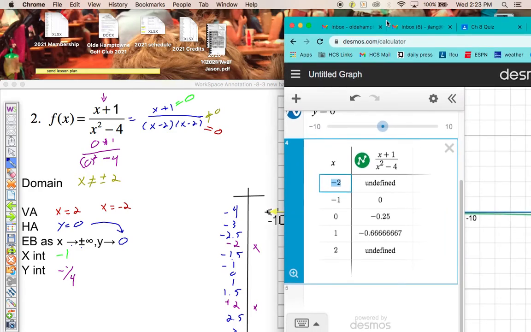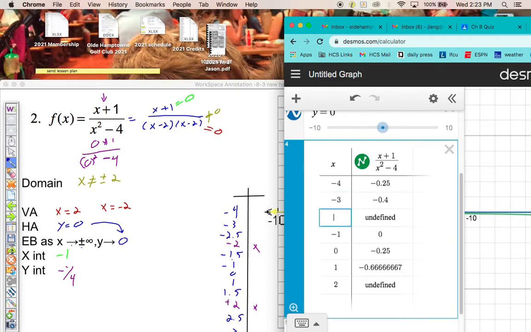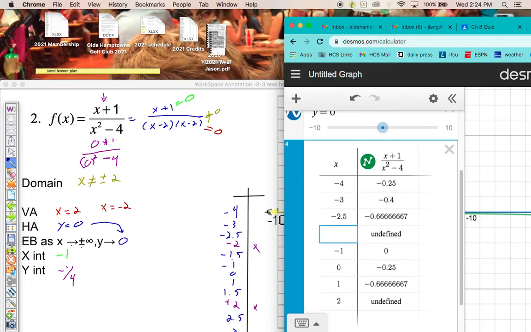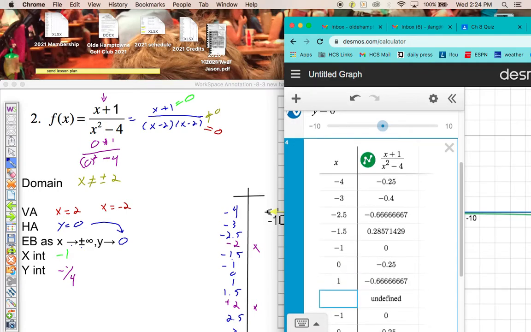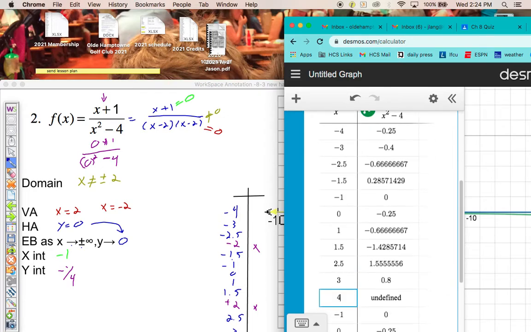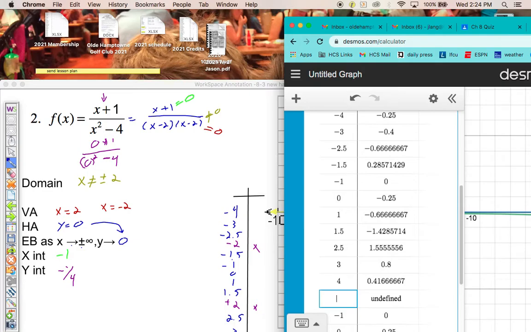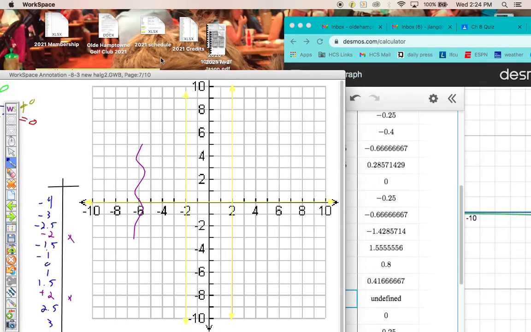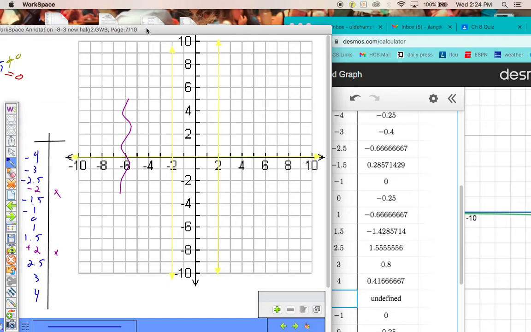All right, let me go back so I can see both at the same time. So I'm going to type in negative 4, negative 3, negative 2.5, negative 1.5, negative 1, 0, 1, 1.5, 2.5, 3, and 4. Whole bunch of decimals. All right. I'm not going to expect you to write down all that decimal. We're going to write down 3 places.